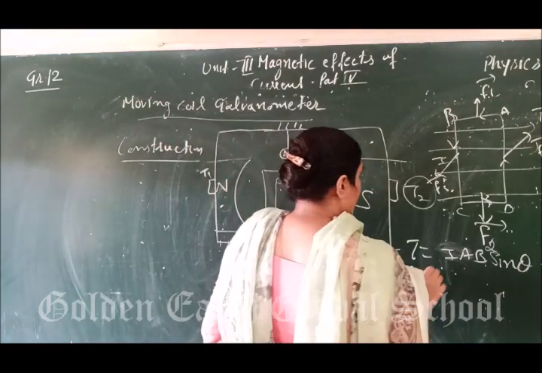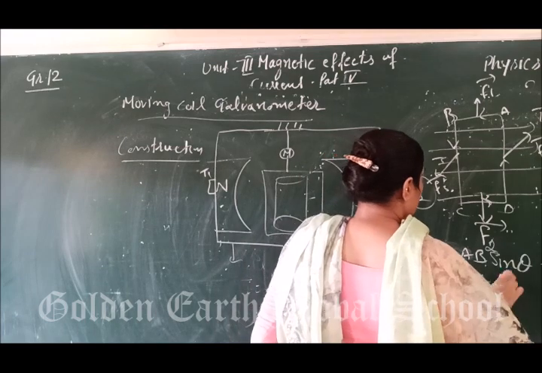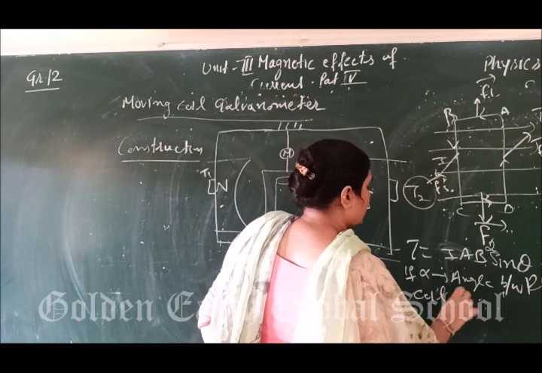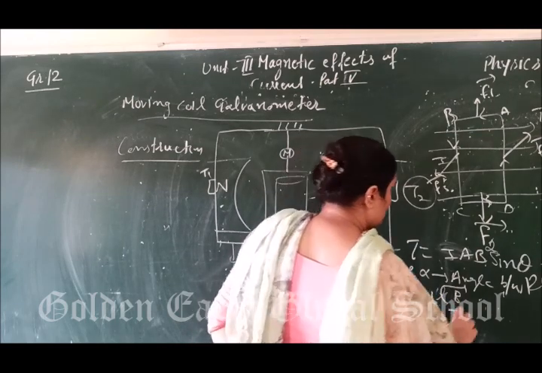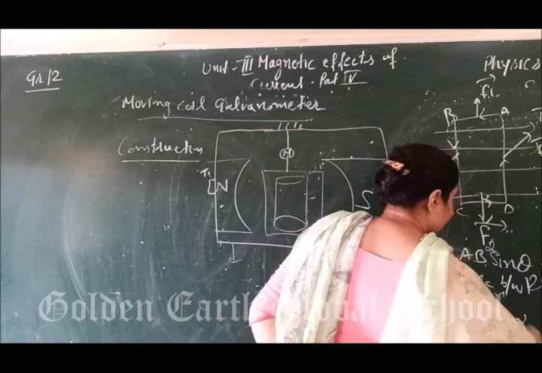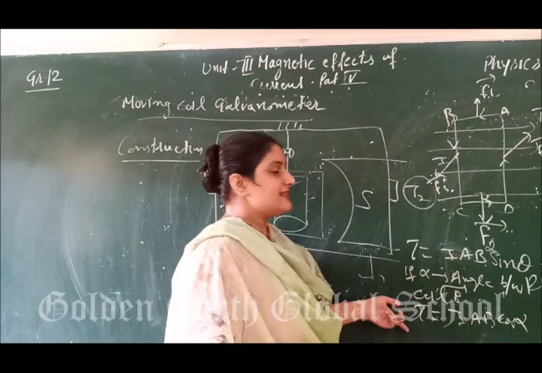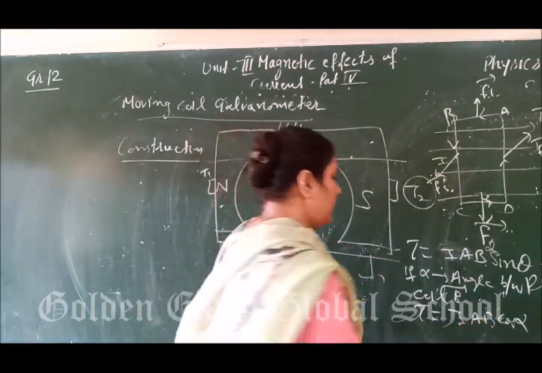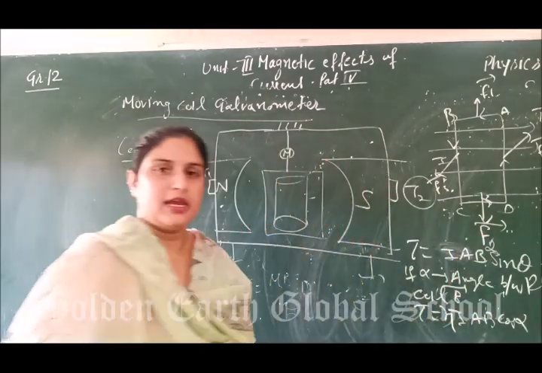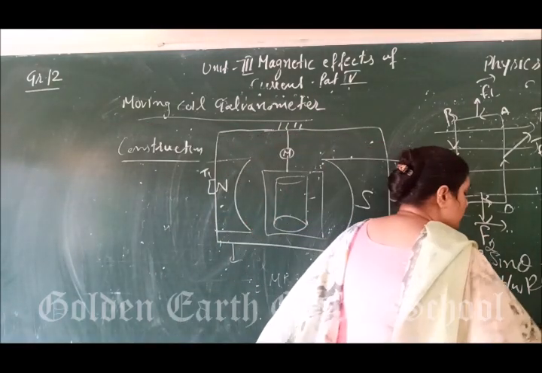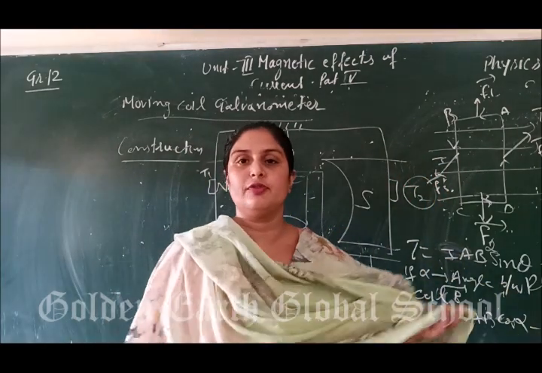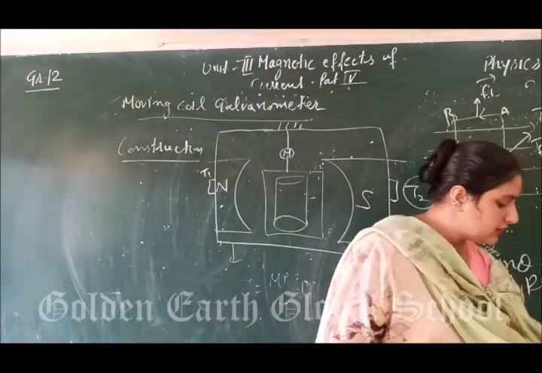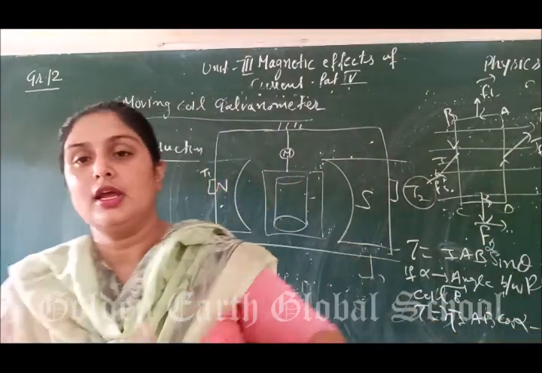Now next, if alpha is the angle between the plane of the coil and the magnetic field B, torque will be equal to IAB cos alpha. That we have already done. Now this is the torque experienced by the coil having one turn. If this coil consists of n number of turns, then the torque becomes n times. So due to this torque, the coil is going to deflect through a particular angle, and due to that deflection, the needle connected to this coil is going to deflect and we can take the reading.